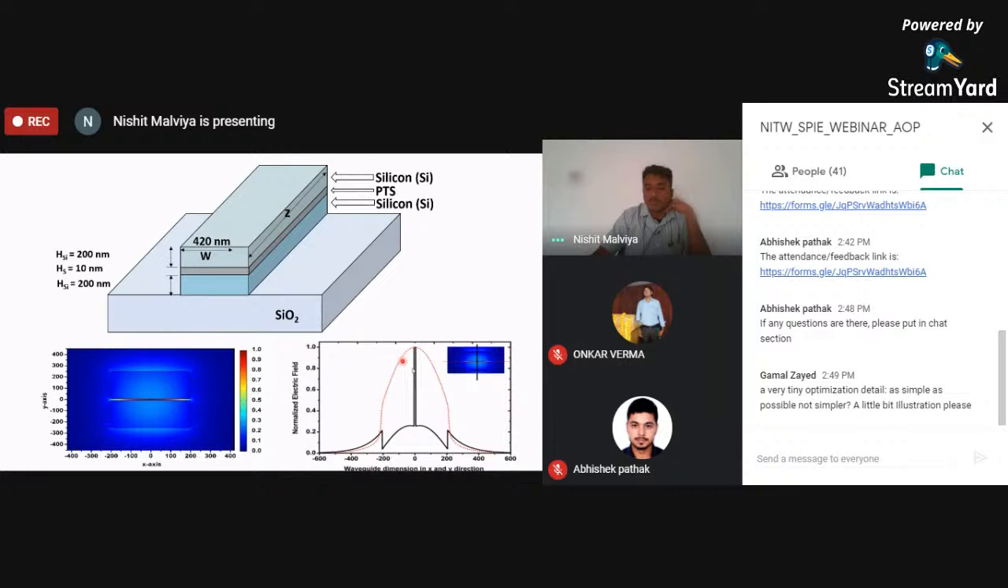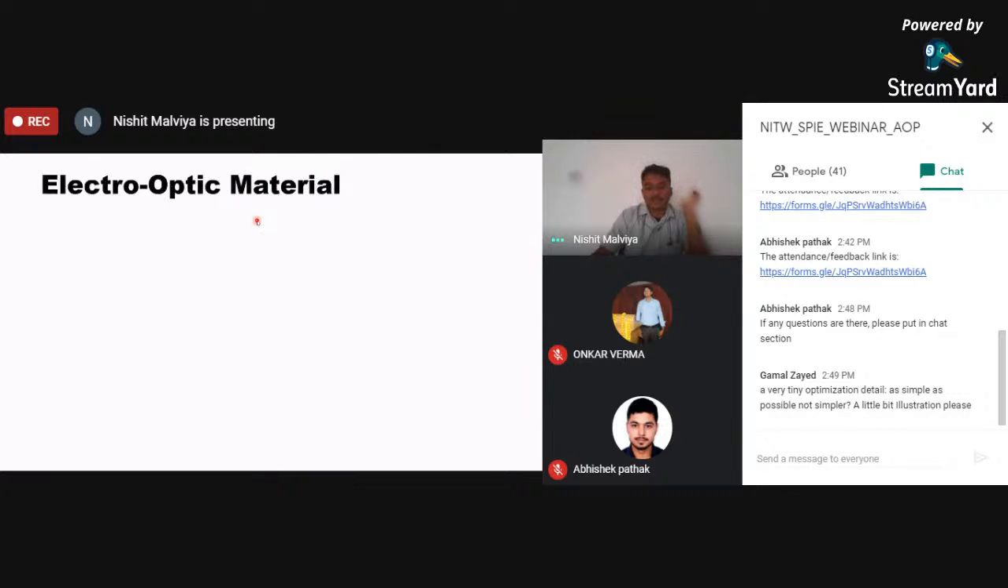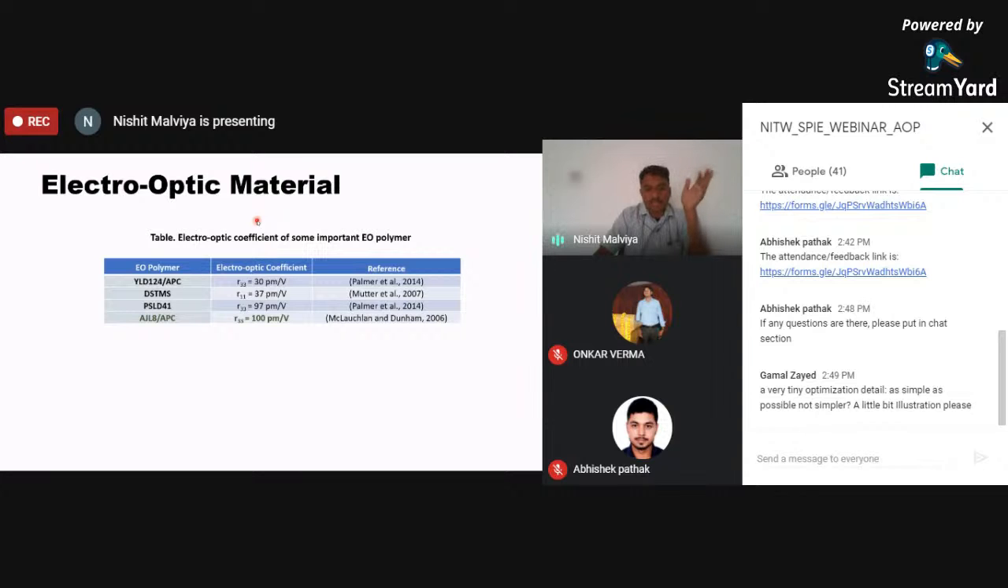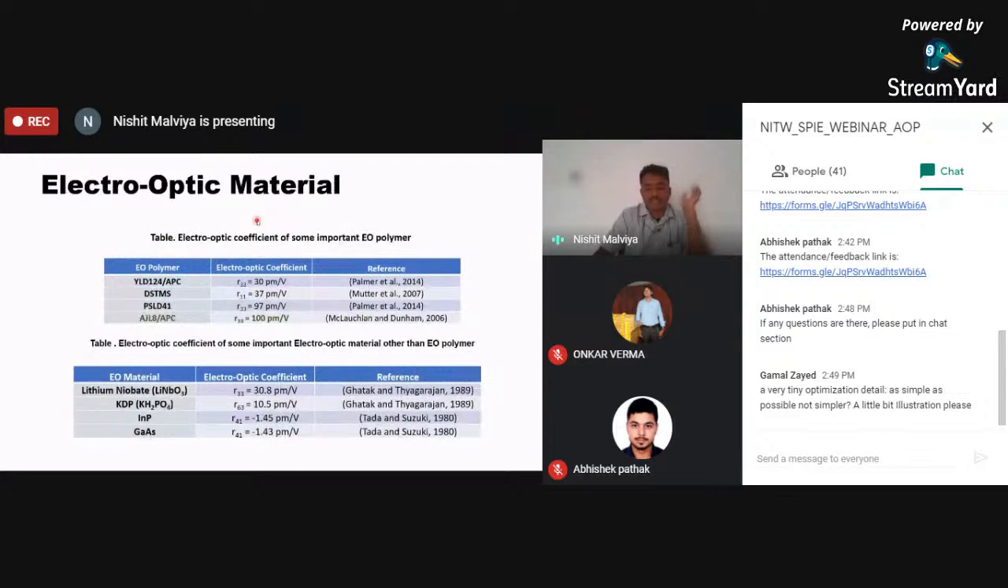By using this, when we apply a very low electric field, we get very high nonlinearity in this horizontal slot waveguide. Similarly, oh sorry, this is the electro-optic material, and I also have a slide of this nonlinear material, but not here. So this is the electro-optic material.